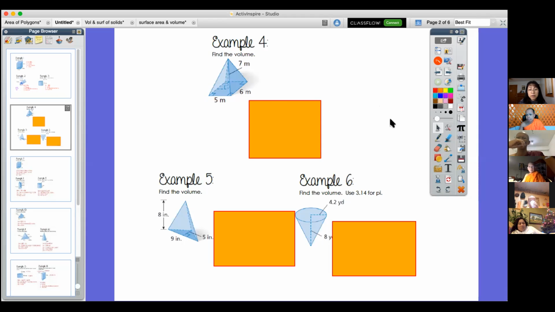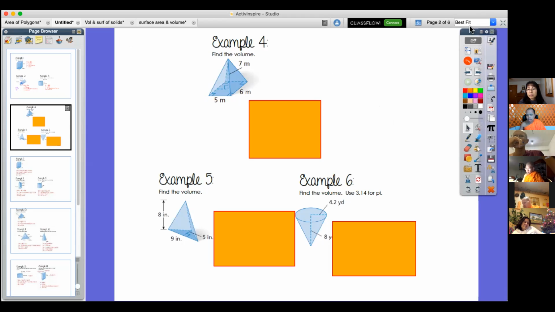What's your answer to number 4? Anybody got 4? Remember, this is a pyramid. The shape of your base is what? What is the shape? Rectangle. So base times height divided by 3.